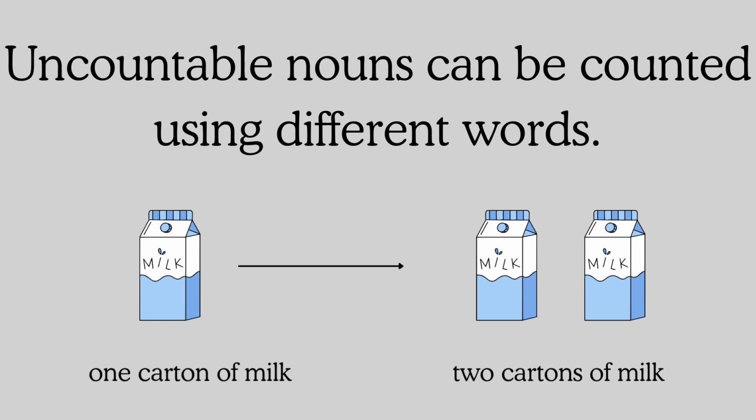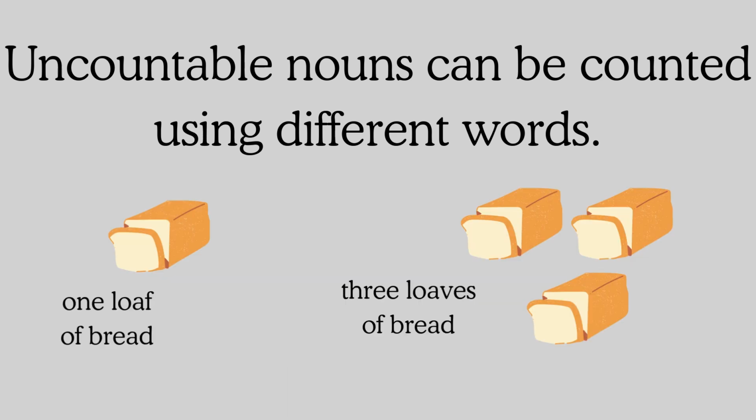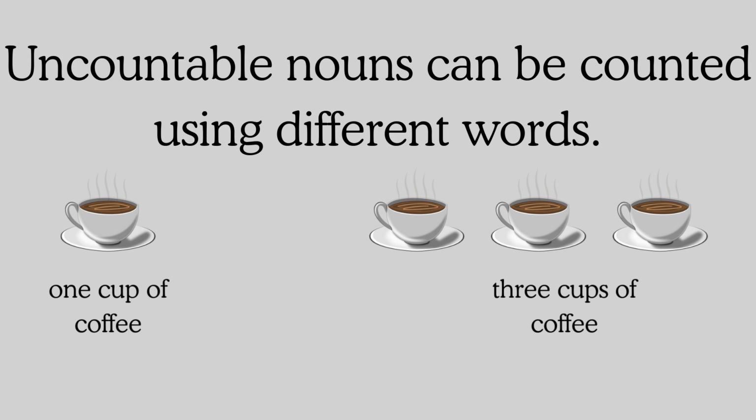Uncountable nouns can be counted using different words. For example, we can use carton to describe milk. 1 carton of milk becomes 2 cartons of milk. 1 loaf of bread becomes 3 loaves of bread. And 1 cup of coffee becomes 3 cups of coffee.